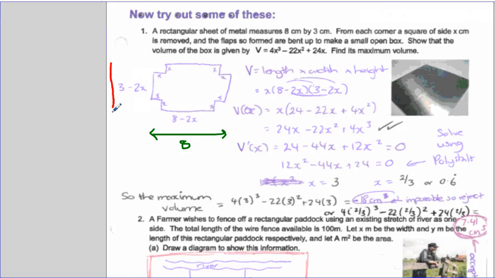It's not 12 by 12 this time. So that's why you've got two different kind of equations. So little corners have been cut out, x by x, x by x, x by x, x by x. But this time, this little length here will be 8 minus 2x, not 12 minus 2x, because 8 minus x minus x. And then this little length here will be 3 minus 2x, because it'll be 3 minus x minus x. That's that little length here.